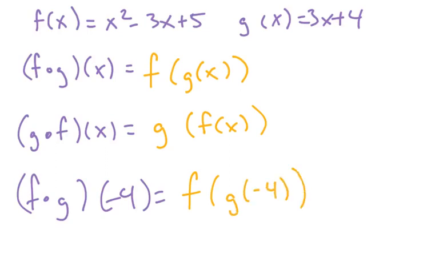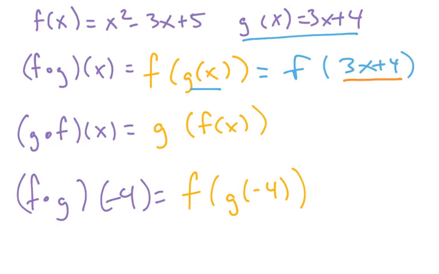Okay, so let's start with the first one. What does it mean when we do f of g of x? Well, this just means we're going to replace g of x with what it is, which is 3x plus 4. So this becomes f of 3x plus 4, which means we're going to take f of x, which is x squared minus 3x plus 5, and for every time we see an x, we're going to insert 3x plus 4. So I'm going to insert a 3x plus 4 here and here.